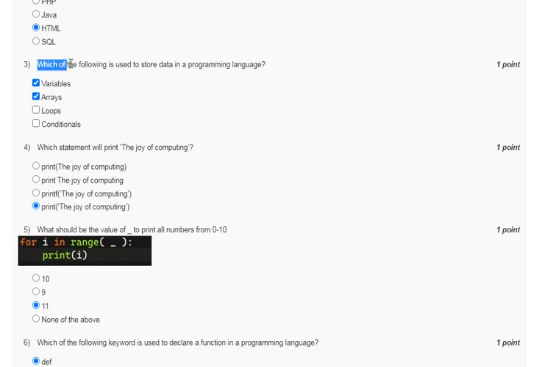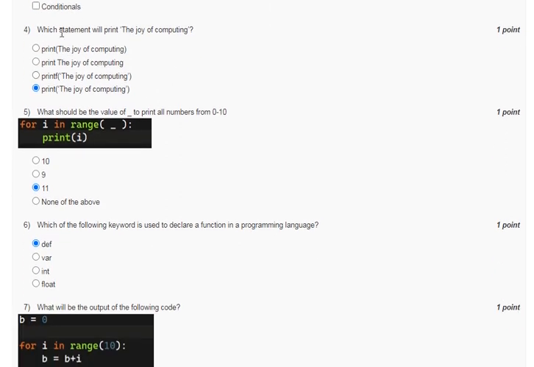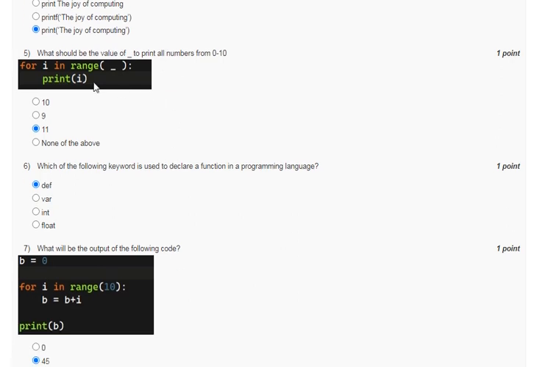Third question, which of the following is easy to store data in a programming language? Options A and B are correct answers: variables, arrays. Fourth, which statement will print the joy of computing? Answer is D, print the joy of computing.